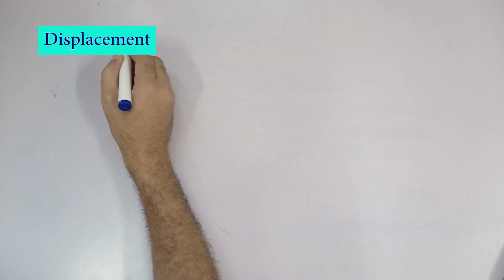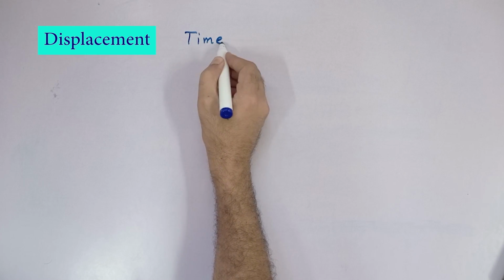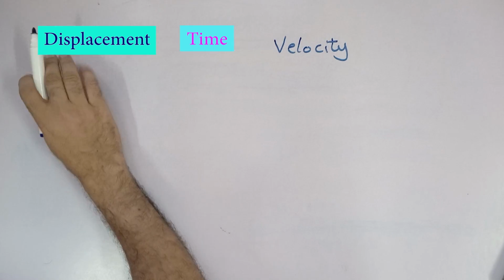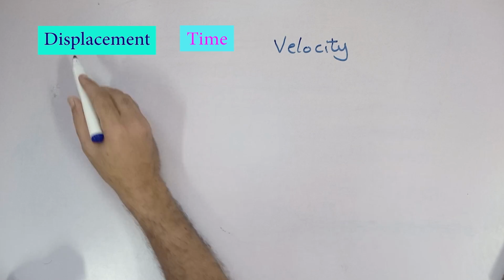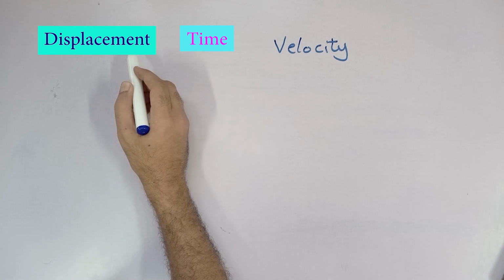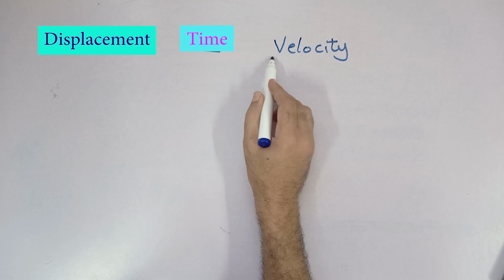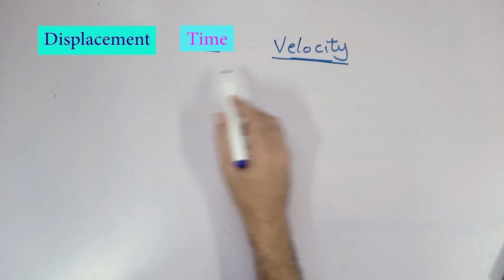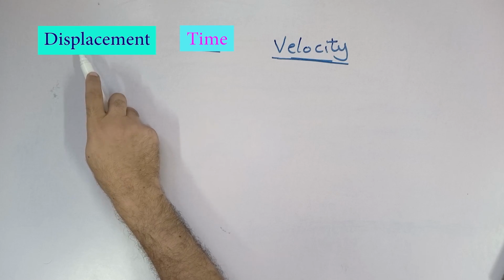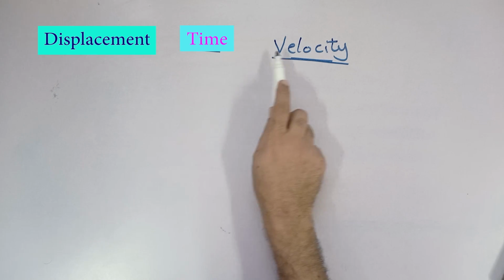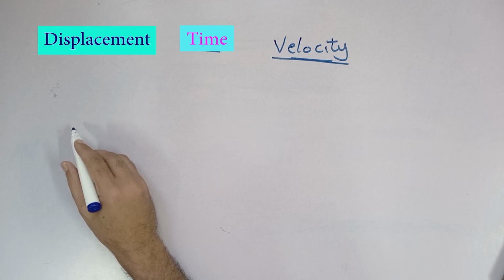Displacement and time and velocity, these are quantities. But you know, displacement is a fundamental physical quantity. Time is a fundamental quantity, but velocity is a derived physical quantity. The relation among these physical quantities can be expressed in this equation.